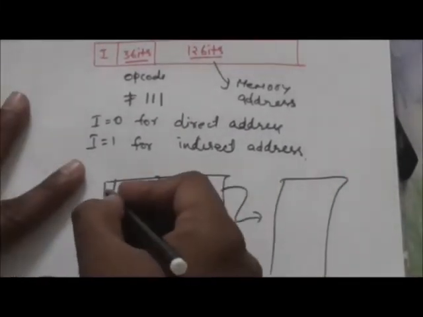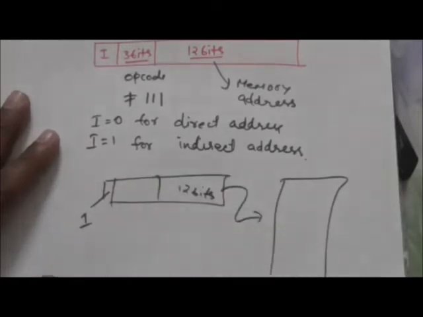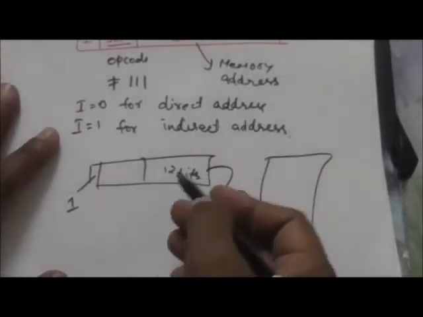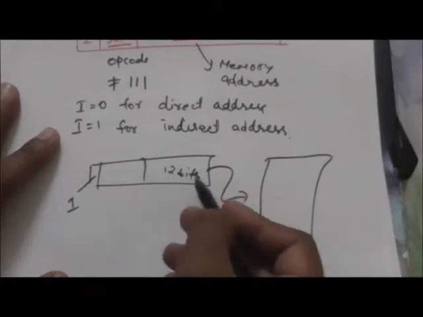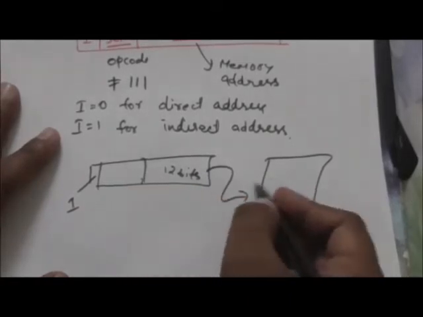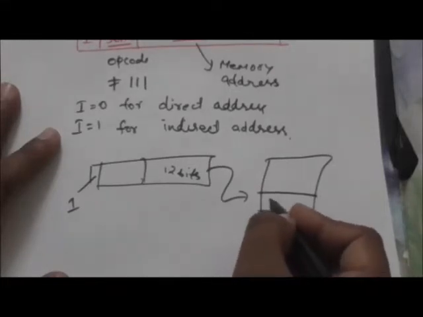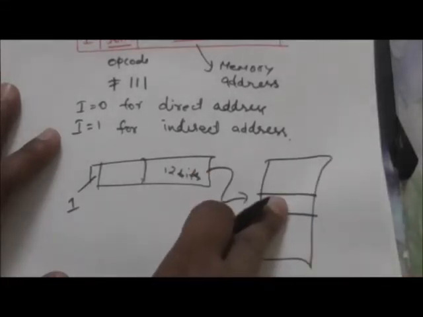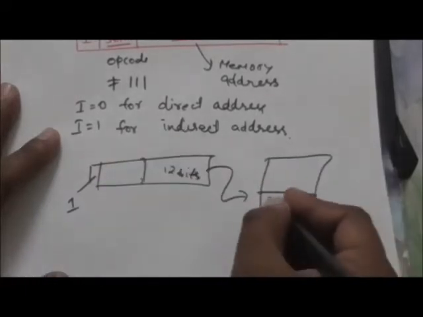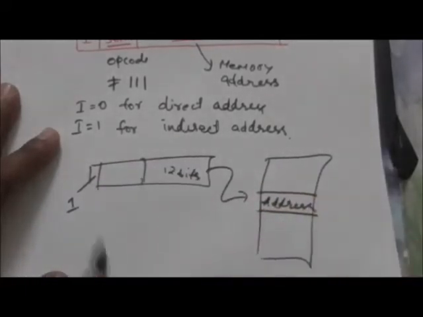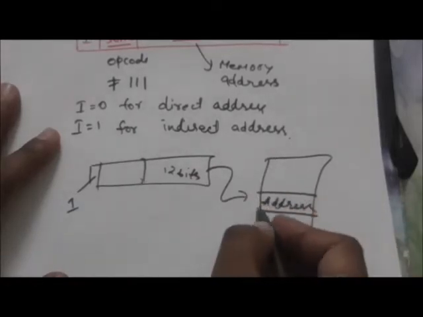So when I equal to 1, whenever there is indirect addressing mode, then these 12 address bits of memory reference instructions specify the address where the data is not stored, but where the address of required data is stored.